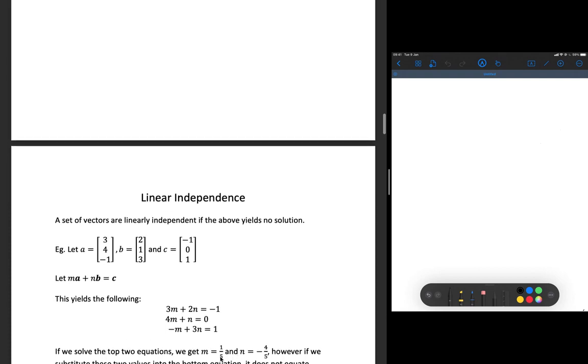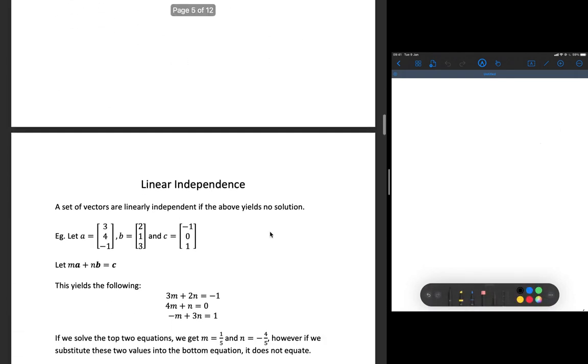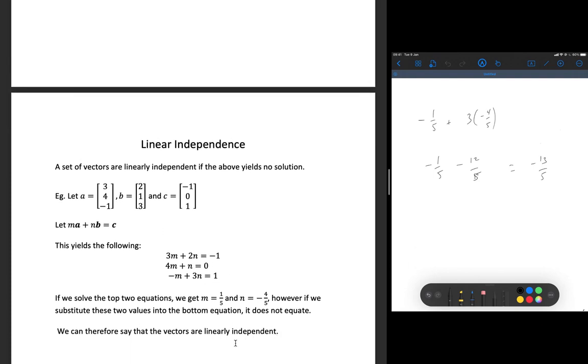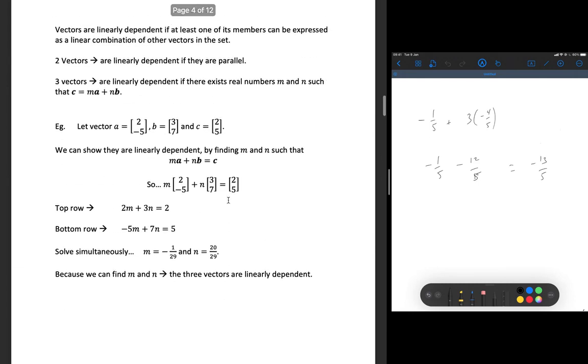So if we solve the top two equations, we get M equals a fifth and N equals negative 4/5. Now I'm not going to do that here because I showed you an example of doing that up here. It's just simple elimination using two different equations. So we get the M and the N. However, if we put the values of M and N into this third equation, we'll show that it doesn't fit. In other words, if we put M equals a fifth, so negative M, plus 3 times negative 4/5, that's negative a fifth plus negative 12/5, that's negative 13/5, not 1. We needed it to equal 1. So that shows that we do not have a value of M and N that makes this true. So therefore, they are linearly independent, not linearly dependent, like the example I showed up here.